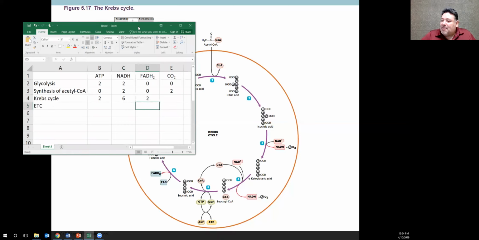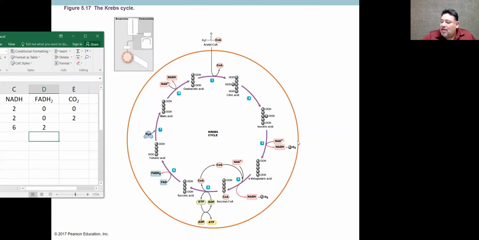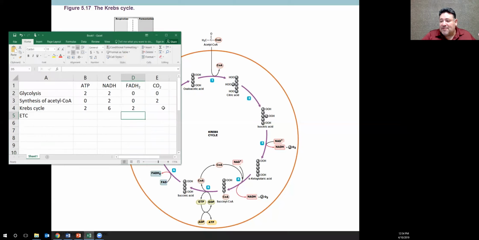How many carbon dioxides come out? Well, it's 1, 2, and that should be no surprise. Why? Because 2 carbons came in the acetyl group. Do you see that? And 2 carbon dioxides come out. So the amount of carbon going in equals the amount of carbon going out. Makes logical sense. So it's 2 carbon dioxides per cycle multiplied times 2. That gives us 4 CO2s per sugar. Okay. All right. Let's keep on going here.